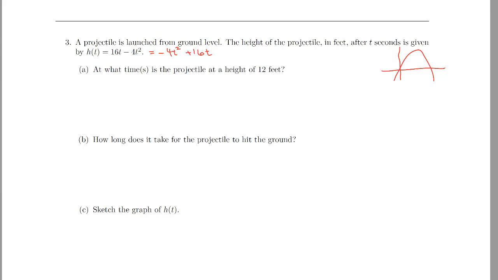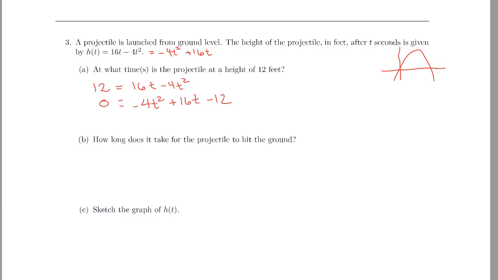I'm shooting it up into the air, and of course, at some point, it's going to come down because we have something called gravity. At what time is the projectile at the height of 12 feet? I set h equal to 12, and I get 16t minus 4t squared. The only way I can solve this is setting it equal to 0. I'm going to switch everything up, and I'm going to make this 0 equals minus 4t squared plus 16t minus 12.